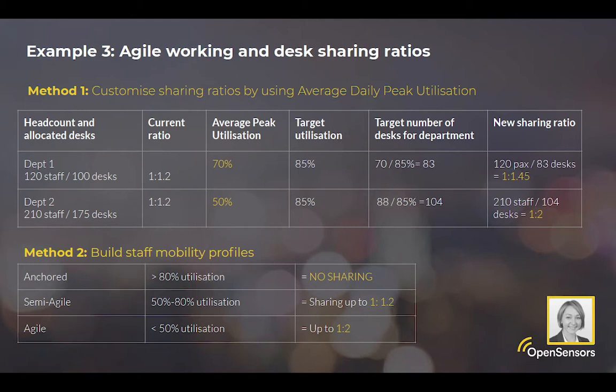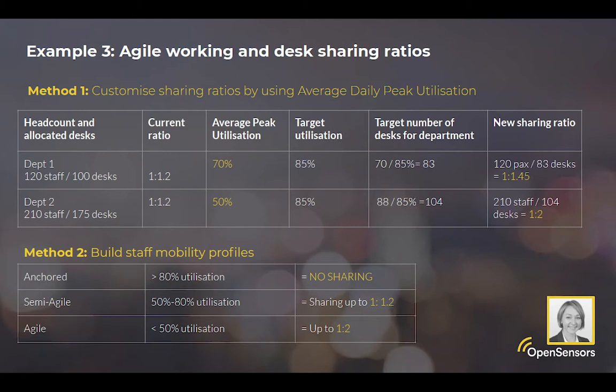But let's say we've been measuring the space for 8 or 10 weeks, and we found out that department 1 has 70% average peak utilization, and the second department is at 50%. Just to clarify, average peak utilization is an average of all peaks observed over a certain period of time. So how is it related to sharing ratio? Here we can use average peak utilization to tweak the current sharing ratios, which will result in the first department sharing one desk between almost 1.5 people instead of 1.2, and the second department sharing one desk between 2 people.